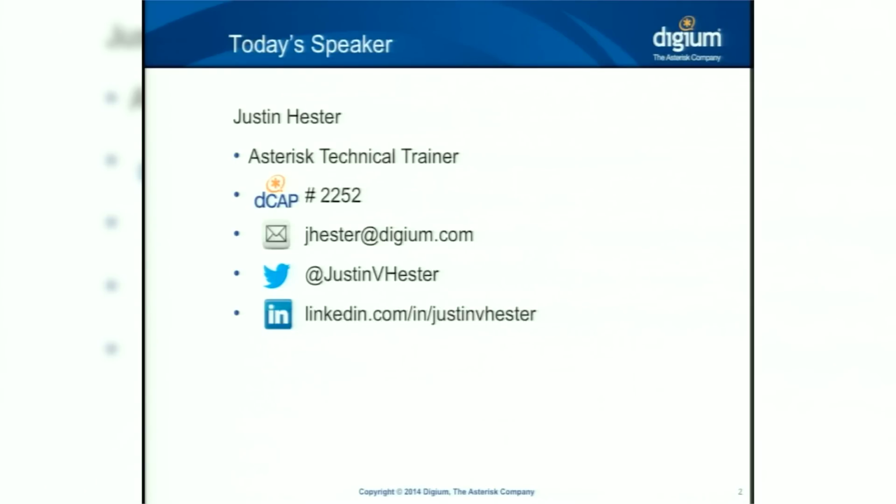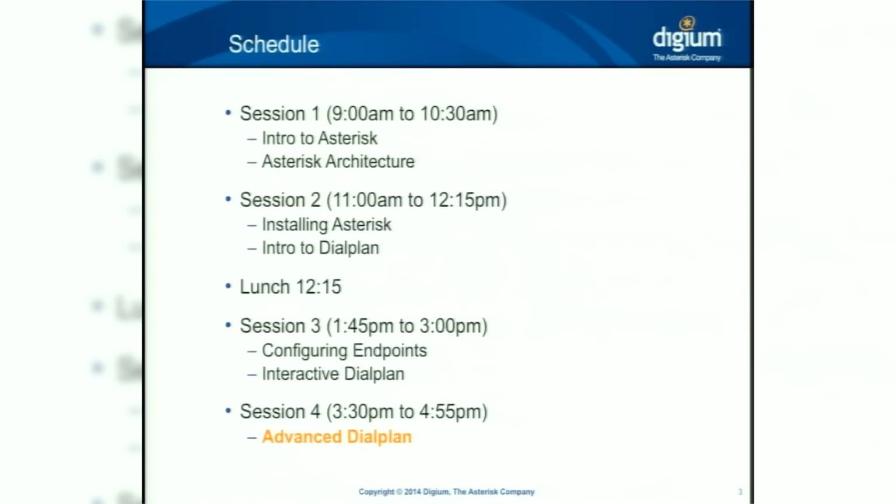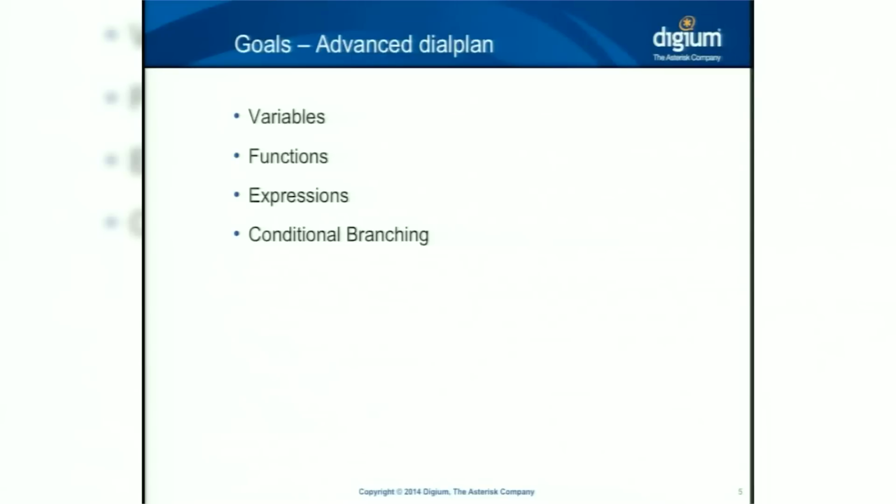Here's our schedule, advanced dial plan. Now we're going to talk about the really fun stuff, variables and functions and expressions and all that fun stuff in our dial plan. Here's the fourth bullet, conditional branching. So variables, functions, expressions, and conditional branching being the fourth item we're going to talk about.